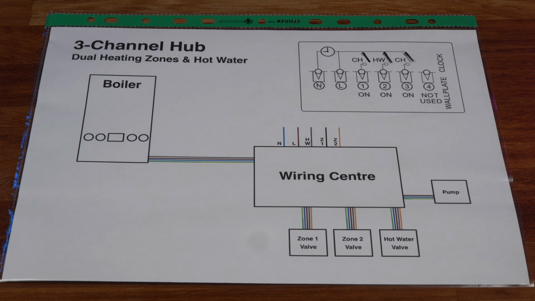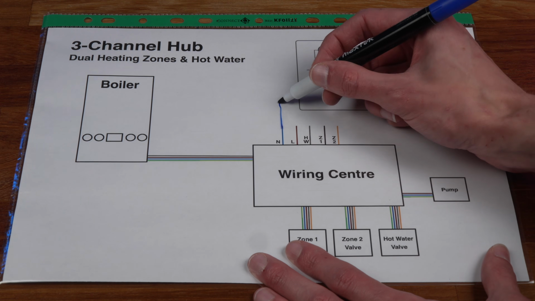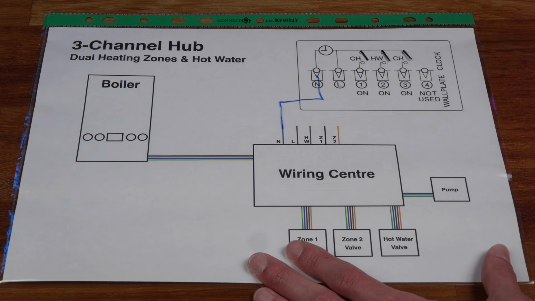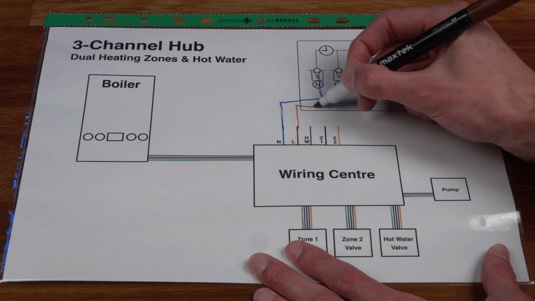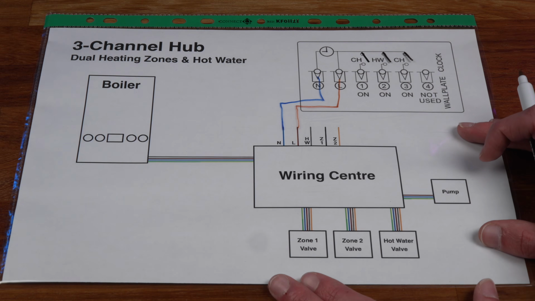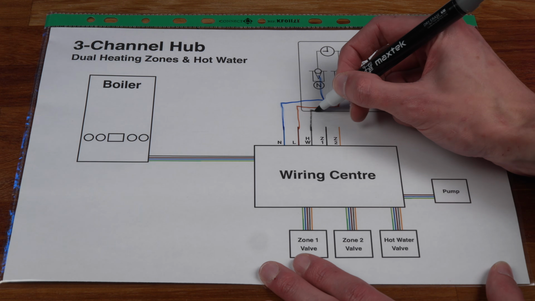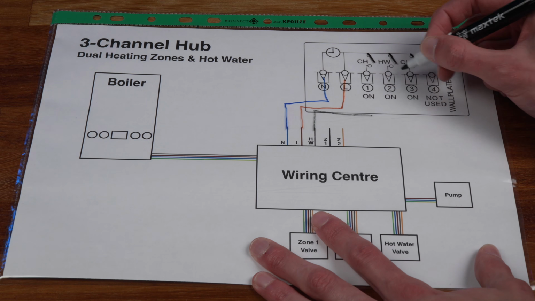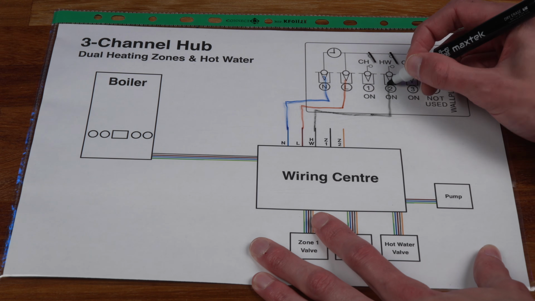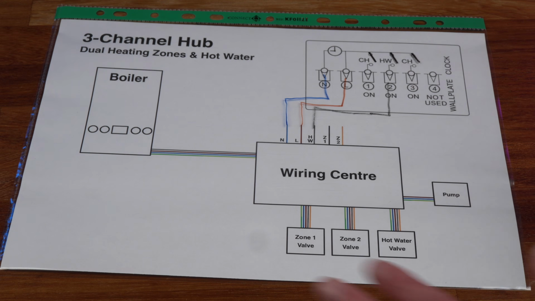So to connect this up, I'm sure you can see where we're going with this. We connect neutral into the neutral, we connect line into the line terminal, we then connect the switch line for the hot water from the hot water terminal in the wiring centre into the hot water terminal on the Wiser hub, which is terminal 2.